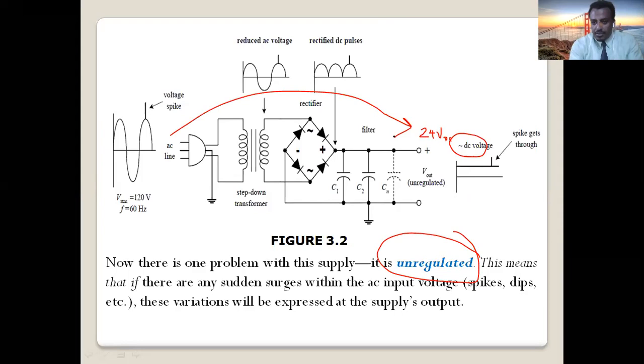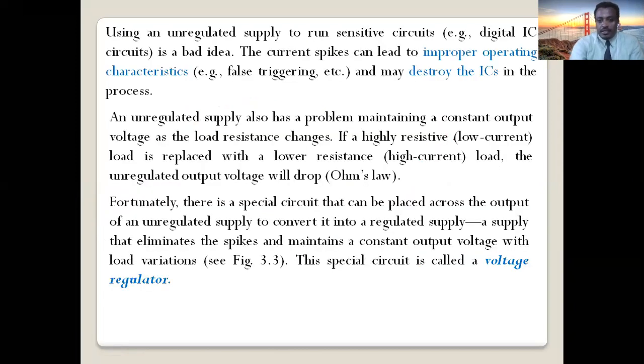What does unregulated mean? There is fluctuation. Sometimes it may increase, sometimes it may decrease. It's not fixed. It's not maintained at a fixed value. When the input AC voltage fluctuates, when it increases or decreases, the output DC also increases or decreases. It's affected by our input. The AC input affects the DC. Or if you change the load, not only the input AC, if the load changes, this DC value fluctuates. So this is a big problem.